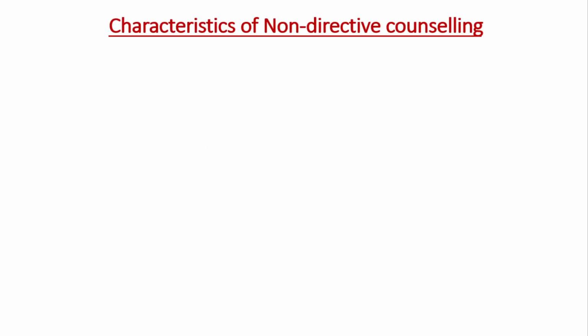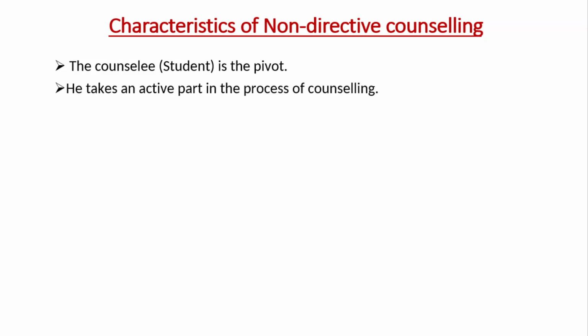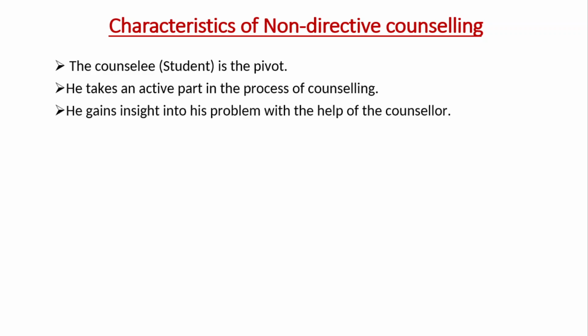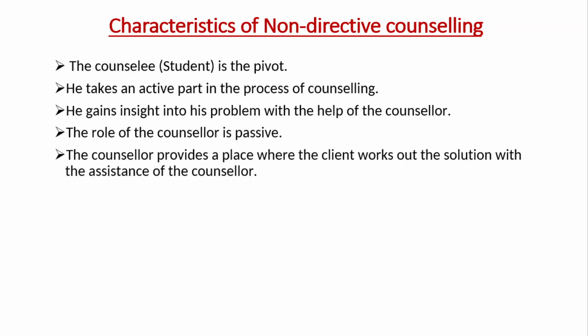Now, what are the characteristics of non-directive counseling? First, the counselee is a pivot. The counselee plays an important role in non-directive counseling. He takes an active part in the process of counseling. He gains insight into his problem with the help of the counselor. The counselor just helps him get insight into his problem. The role of the counselor is passive. The counselor provides a place where the client works out the solution with the assistance of the counselor.